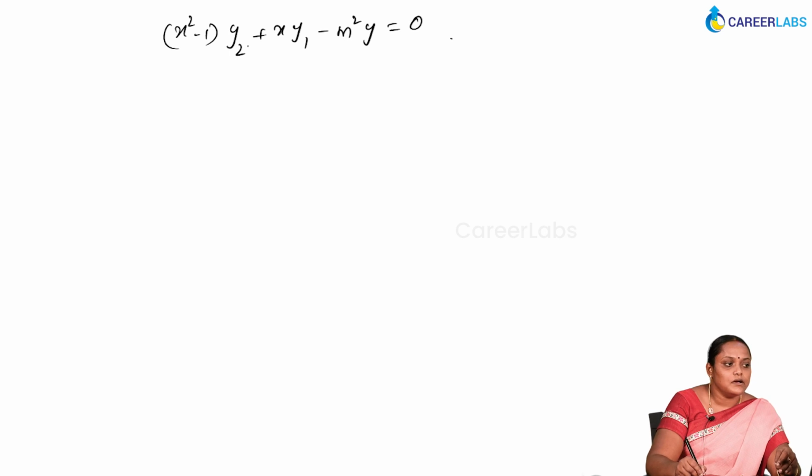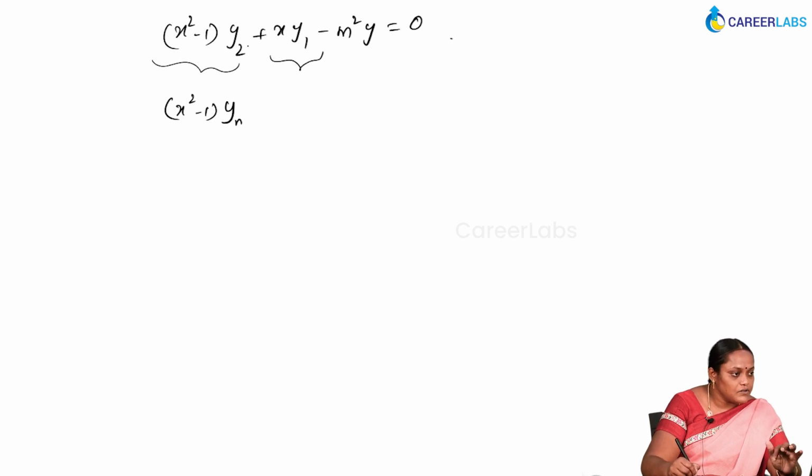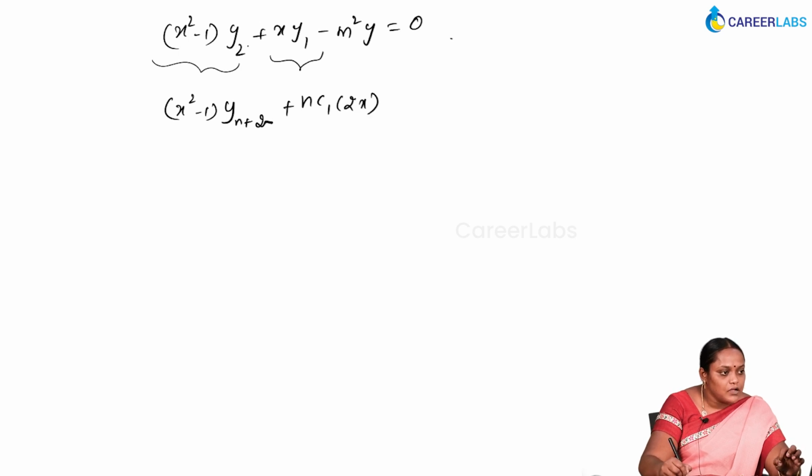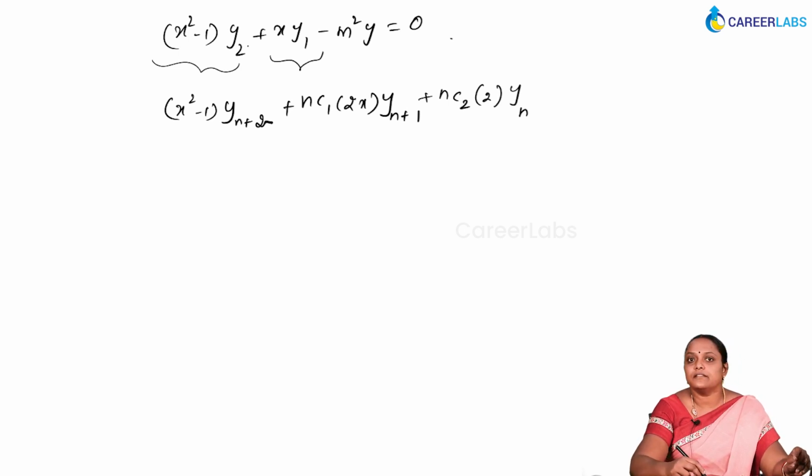Now for this term we will apply the Leibniz theorem, and for this term also we will apply. So this will become x square minus 1 into yn plus 2, differentiating to the next level, then plus, when you differentiate x square minus 1 it becomes 2x, so nC1 into 2x and one less than that, so this will become yn plus 1, plus nC2, and when you differentiate this 2x, this will be 2 times yn. So when you differentiate the first term, it is going to give you 3 terms. And the next term, constant, will become 0, so we need not bother.